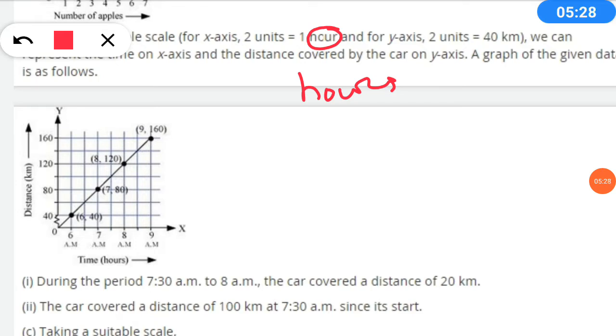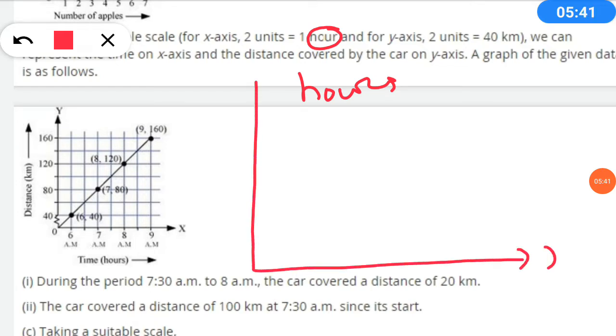Don't get confused that on the x-axis 2 units equal 1 hour we had taken, and on the y-axis 2 units equal 40 kilometers we have taken. Okay, so drawing the graph, this will be x, this will be y. As we know that it does not start from 0, डायरेक्टली स्टार्ट 0 से वो 1 2 3 4 ऐसे काउंटिंग में, रेगुलर काउंटिंग में स्टार्ट नहीं हो रहा है, इसलिए यहाँ पर y-axis पे zigzag आएगा. Okay, like this a zigzag path will come.